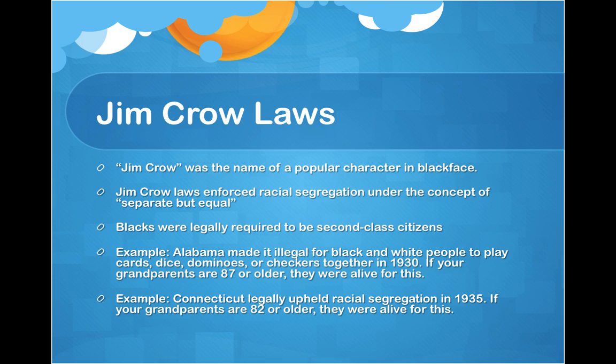Two examples of Jim Crow laws. Alabama made it illegal for black and white people to play cards, dice, dominoes, or checkers together in 1930. If your grandparents are 87 or older, they were alive for this. A lot of times it's very easy to think of racism and slavery and legal racism as in the past. But it's not that far from our current history.